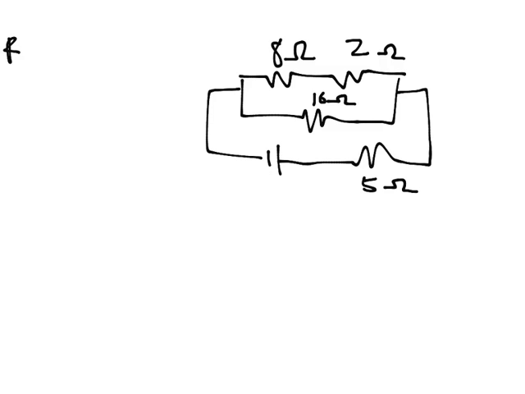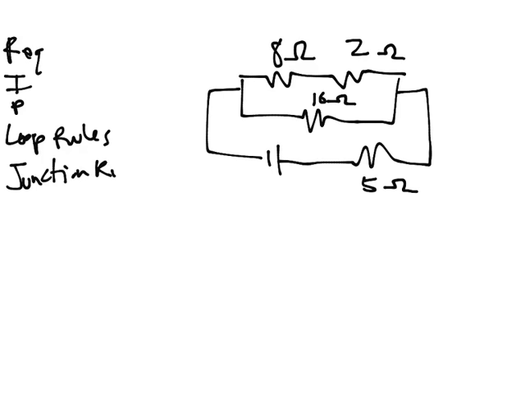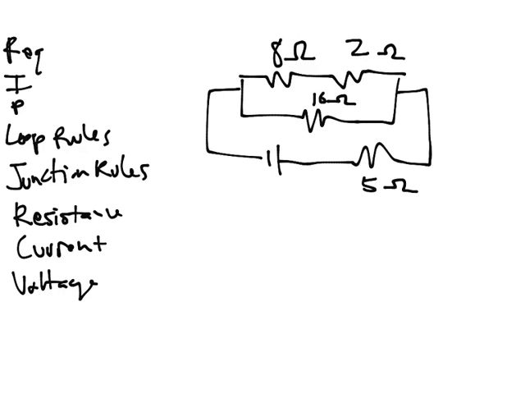Alright, so do your equivalent resistance, find the current, find the power, do your loop rules, junction rules, and then get the resistance, current, and voltage for every resistor.